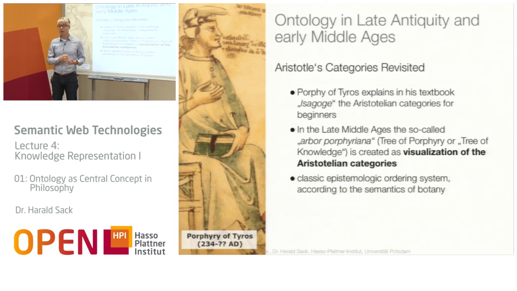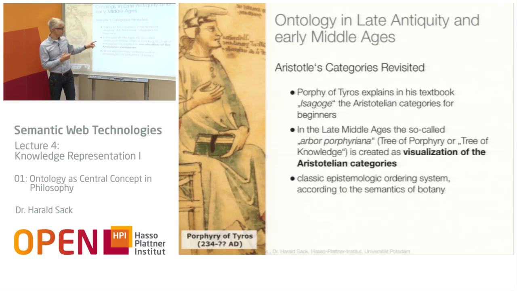But it was difficult to understand. So, for example, this guy, Porphyry of Tyros, in the 2nd century, wrote textbooks on the texts of the Greek philosophers, of the classical philosophers, for students, that try to simplify and to visualize all these statements and all these studies. For example, also ontology. And what he did was he tried to make a visualization of the category system that Aristotle has defined.